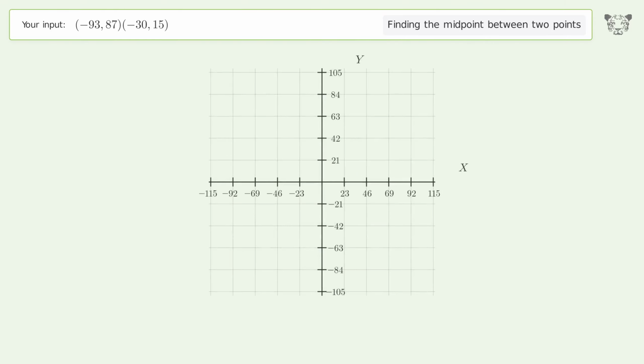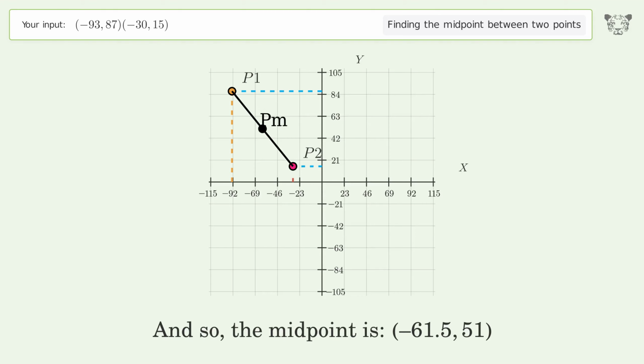And so, the midpoint is negative 61.5, 51.